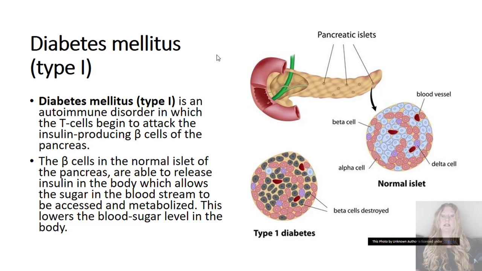Diabetes mellitus type 1 is an autoimmune disorder in which the T cells of the immune system begin to attack insulin-producing beta cells of the pancreas. The beta cells in the normal islet cells of the pancreas are able to release insulin in the body, which allows the sugar in the bloodstream to be accessed and metabolized. This lowers the blood sugar level in the body.